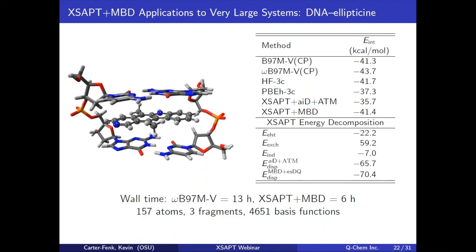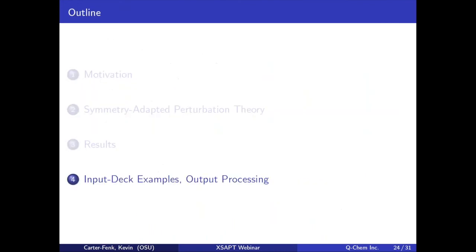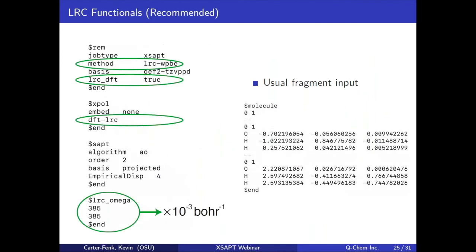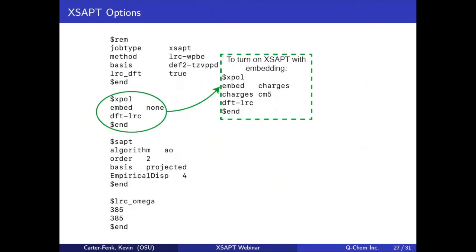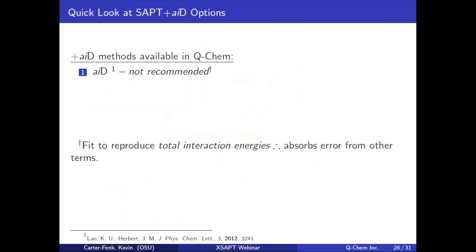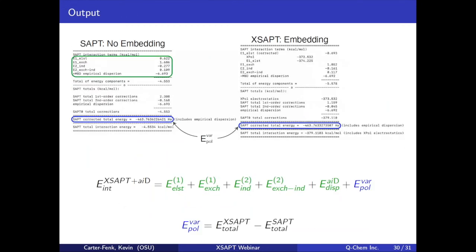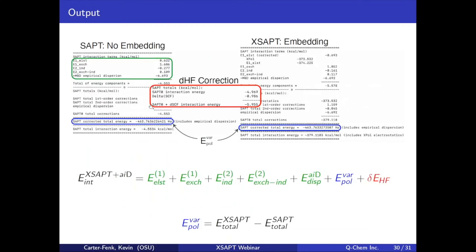Yes, that's correct. There's actually one more calculation, and that is the gas phase calculation. So let me get back to this slide. These are the 3 SAPT jobs that need to be run: without embedding, and then with embedding and delta HF. So there are actually 4 steps, right? That's correct. Okay, cool.